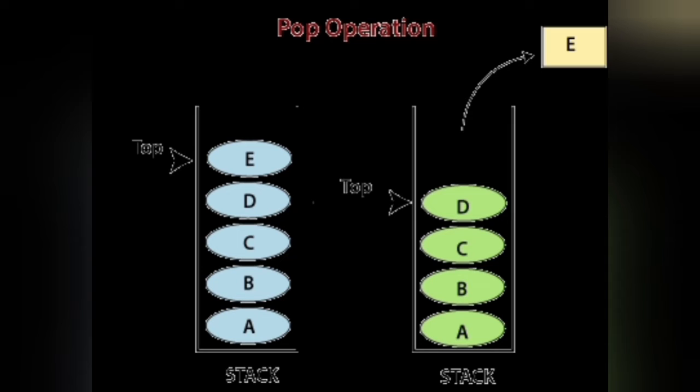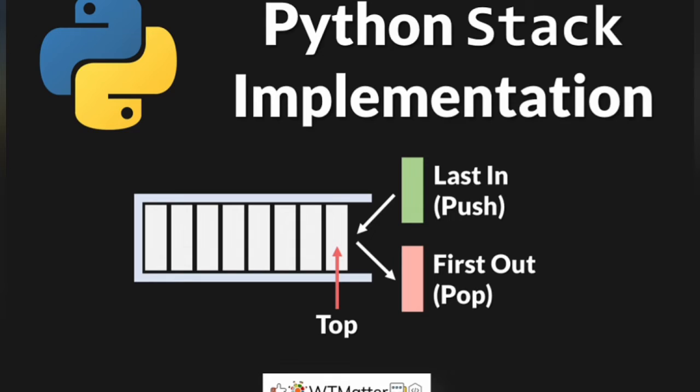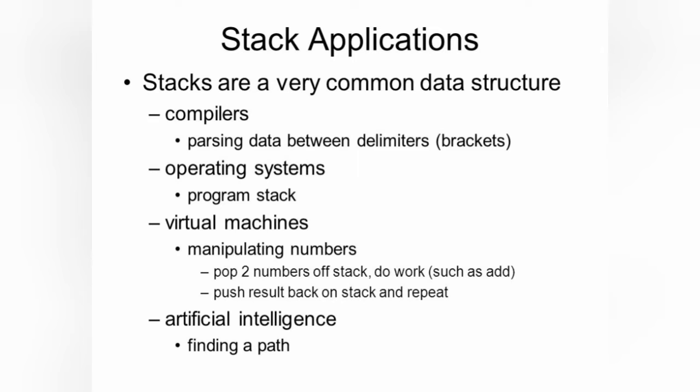Now let us see Python stack implementation. From this figure also it's very clear what is push and pop. Stacks are a very common data structure. We can see the main applications of stack in compilers, parsing data between delimiters, in the case of operating system program stack, in virtual machines manipulating numbers, and in artificial intelligence finding a path. These are all applications of stack.